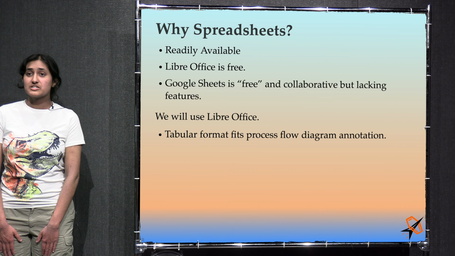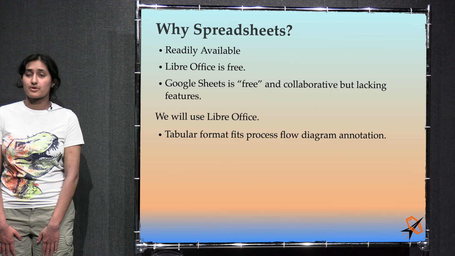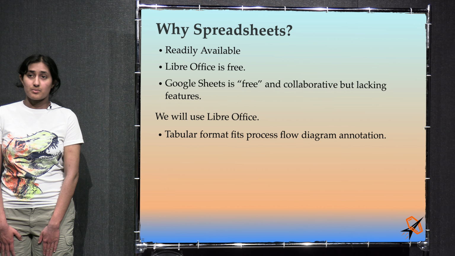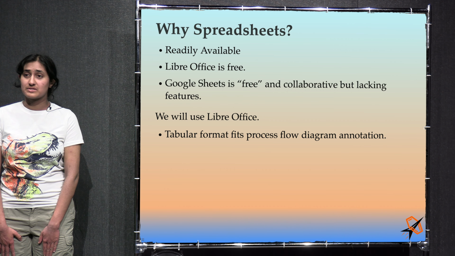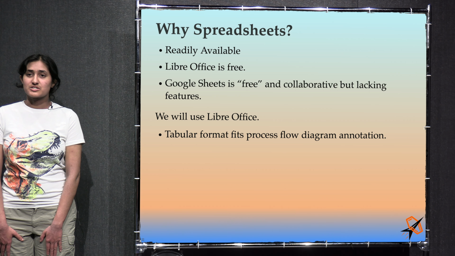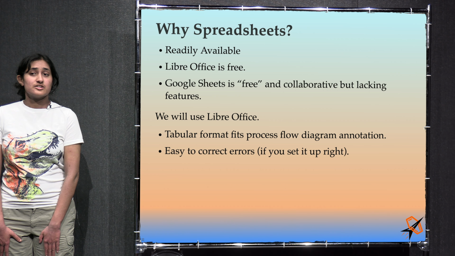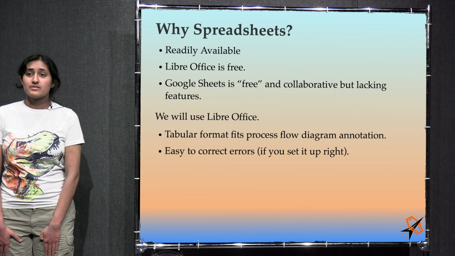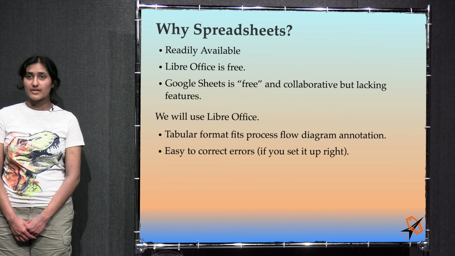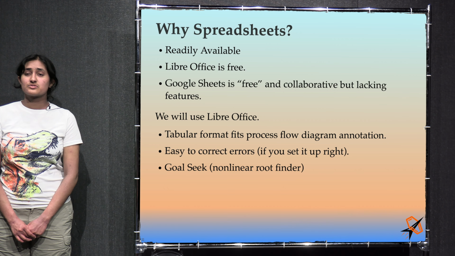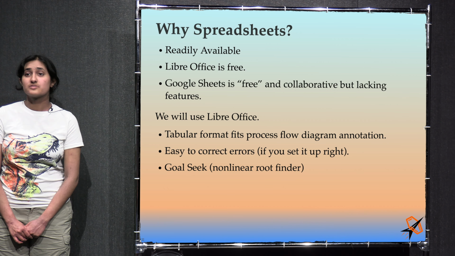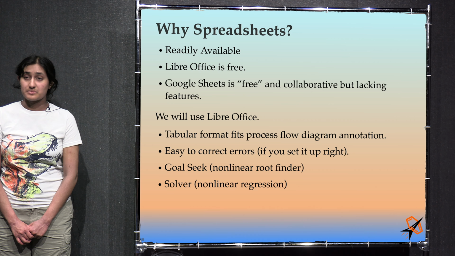The tabular format of spreadsheets with columns and rows is an ideal match for the process flow diagram annotations, where you have a number of flow streams and each stream has a number of components. Perhaps the most important reason to use spreadsheets is that if you set up the spreadsheets correctly and don't embed problem parameters in the formulas, then you'll find it easy to correct errors and generate an updated solution with just a keystroke or two. In later videos, we will make extensive use of both GoalSeek, which is a numerical root finder, and Solver, which is a multivariate numerical optimization tool.